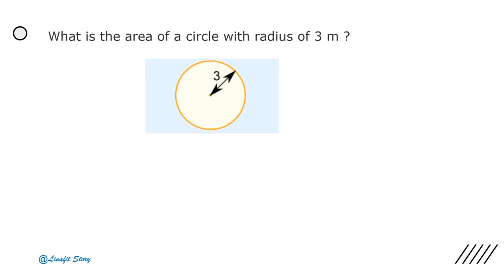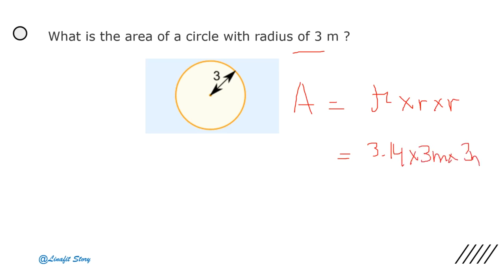What is the area of a circle with radius of 3 cm? So now here, to get the area is pi times radius squared. So 3.14 times 3 times 3 equals 28.27 square cm.